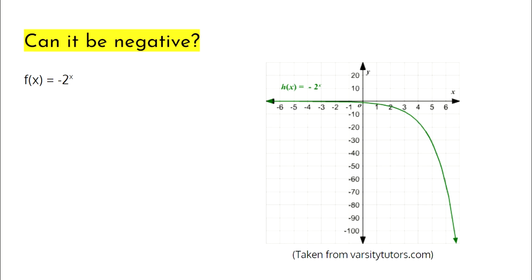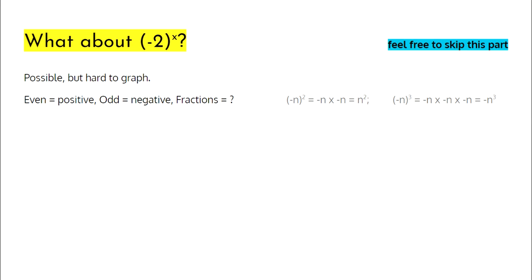Looking at this, you can understand why it's shaped like this. It's a mirror image of the one I showed earlier. This is because we have some invisible brackets here, which means that this is a negative image of the previous graph. Now, in theory, we can have -2 itself to the power of x, which is possible, but is hard to graph. If you have a negative base in the exponential, even powers are positive and odd powers are negative, which has to do with how negatives cancel.